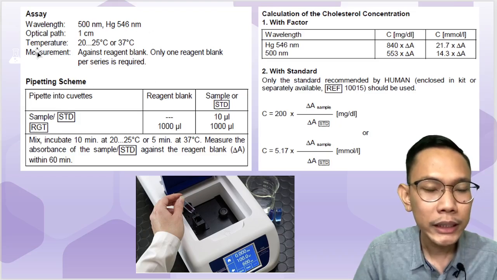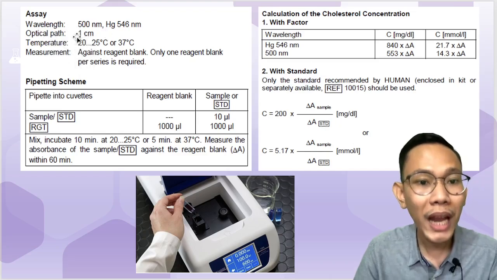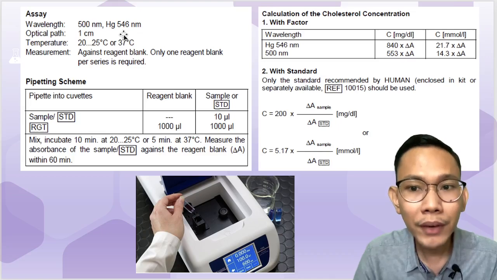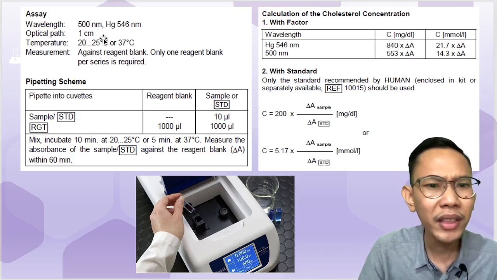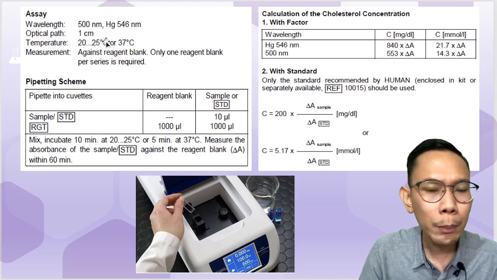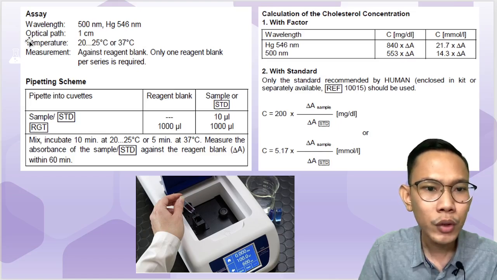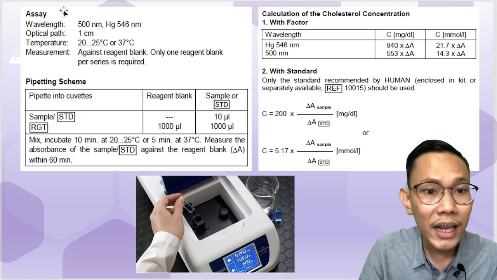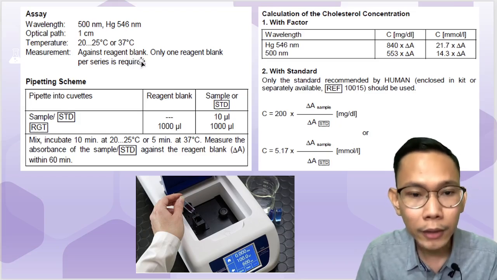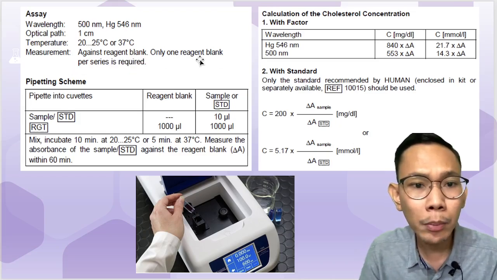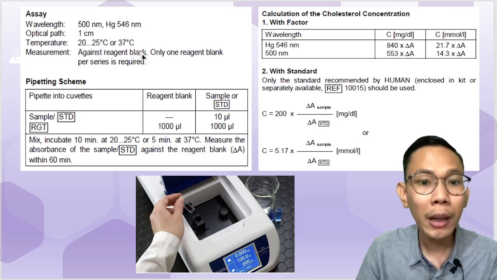Yung assay dito, ito yung i-input natin sa machine. Pag sinabi nating wavelength, you can use your 500 nanometer or 546 nanometer. Depende sa inyo kung anong pipiliin nyo. You would use 500 or 546. Then optical path, of course, naka-automatic na yan sa machine. Temperature, wala na tayo dyan. So optical path, temperature, wala na problema. Wavelength lang i-input natin. And the measurement should be against reagent blank. Only one reagent blank per series is required. So kahit madami kang ginawang test, okay lang na may isang reagent blank ka.